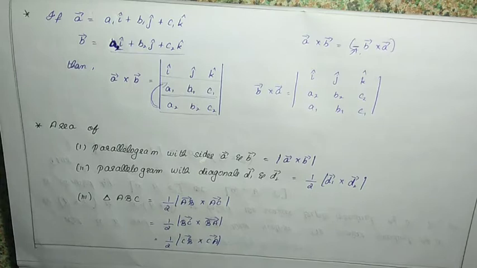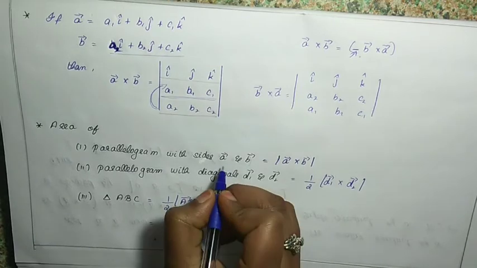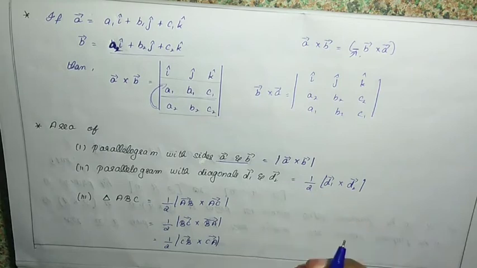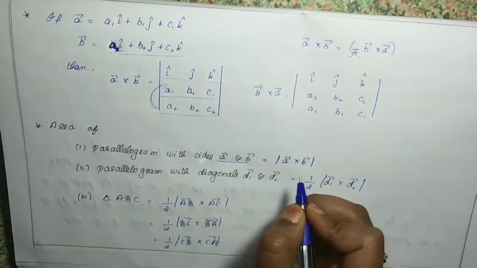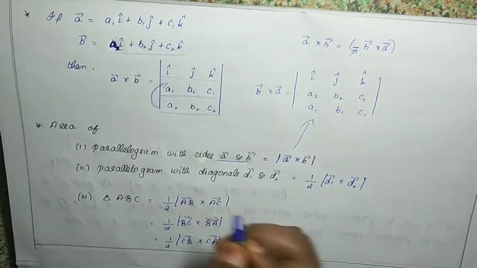And in some problems, you will be asked to find the area by giving two vectors. It might be a parallelogram or a triangle. So how do we find the area of the parallelogram if the sides are given and if the diagonals are given? Two types are there. If the sides are given, A vector and B vector, then you just take the mod of A vector cross B vector. You will be using the same formula.